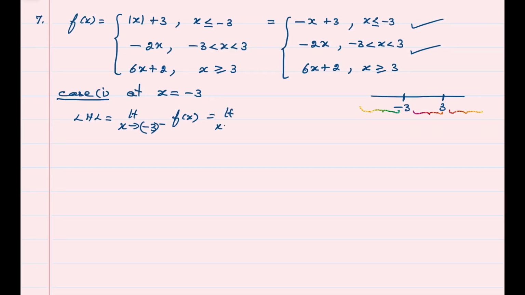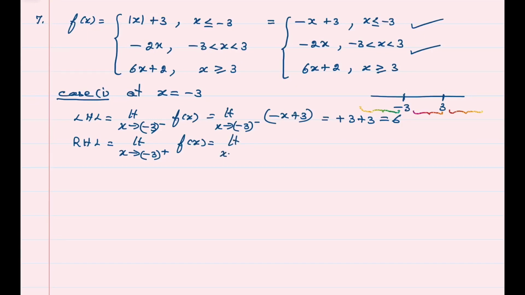We will be using the less than or equal to minus 3 definition, which is minus x plus 3. It is a polynomial. Directly we can substitute the limit value. Minus of minus 3 becomes plus 3. The answer is 6. RHL is equal to limit x tending to minus 3 plus f of x.